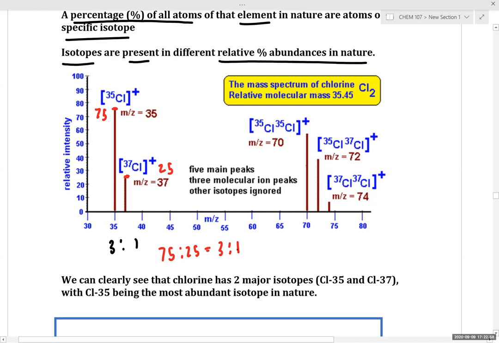I'm not going to ask you to give me exact percent abundances from these charts. I just want you to be able to look at these charts and say, what is the percent abundance roughly? And it's roughly 3 to 1, or 75% for chlorine 35. Does that make sense?